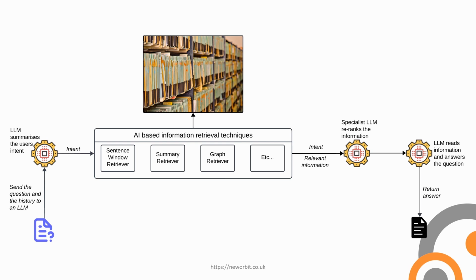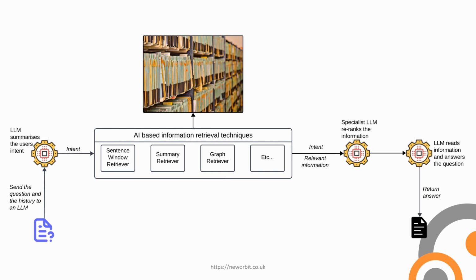We call that the intent, and we send that to different AI-based retrieval techniques. So it's not like traditional keyword search. This is all AI based in the sense that you can get the AI to search by meaning. So you can find information that matches the meaning, even if it doesn't use the same keywords or tags or anything like that. And there's a whole bunch of different mechanisms you can use.